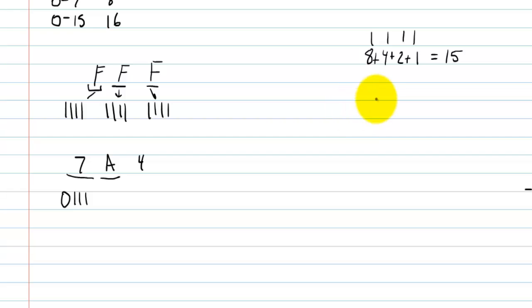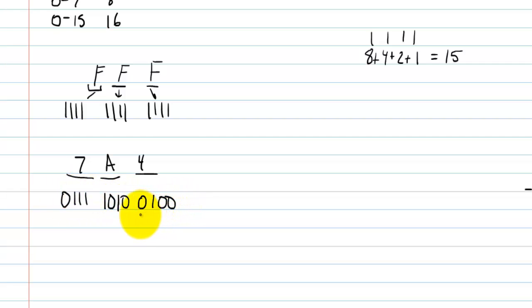In order to make a 10, we would want a 2 and an 8. So we would get 1, 0, 1, 0. That represents 10 in binary. And 4, if we come over here to 4, it's just this one right here. So it would just be 0, 1, 0, 0. So 7A4 is the same thing as this binary representation down here.